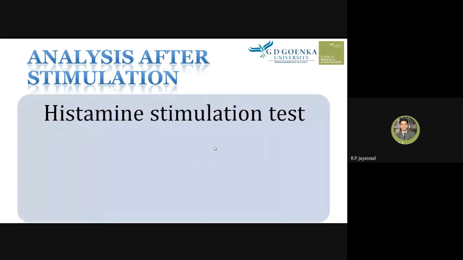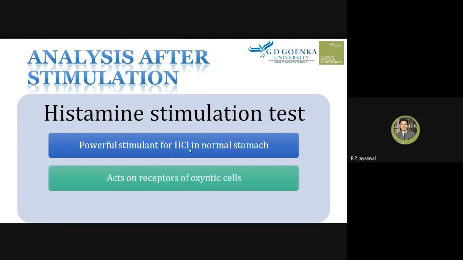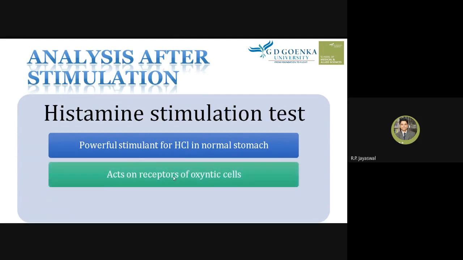Next is the histamine stimulation test. Histamine is a powerful stimulant for HCl in a normal stomach. So when histamine is given, it will stimulate the stomach to produce a lot of HCl. Basically, histamine acts on the receptors present in the stomach, on a specific cell that is called the oxyntic cell. So this oxyntic cell has a receptor for histamine, which will stimulate it to produce HCl in the stomach, and we get a lot of HCl.